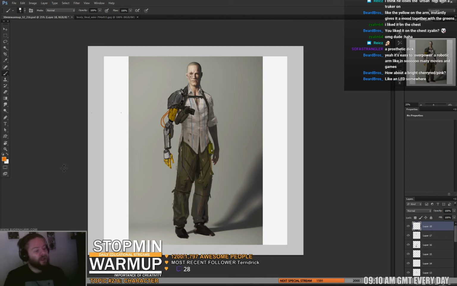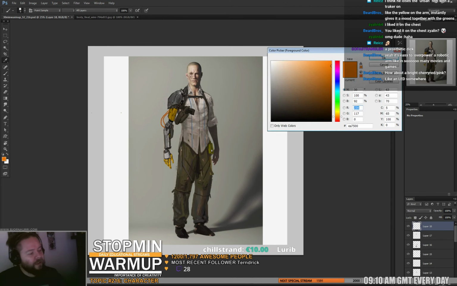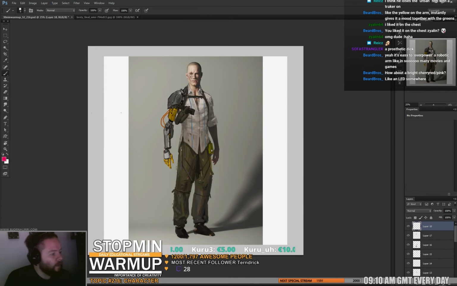Bear Bros. Yeah, yeah. I think we could do like an indicator on the arm or something to show battery level on his bicep.